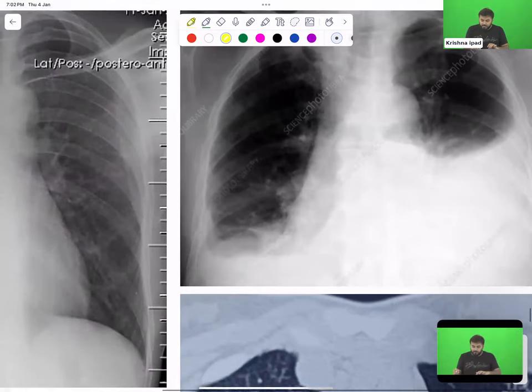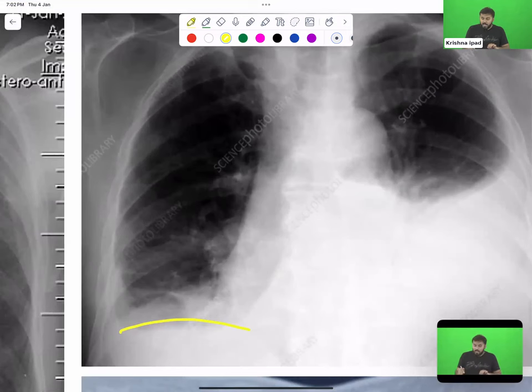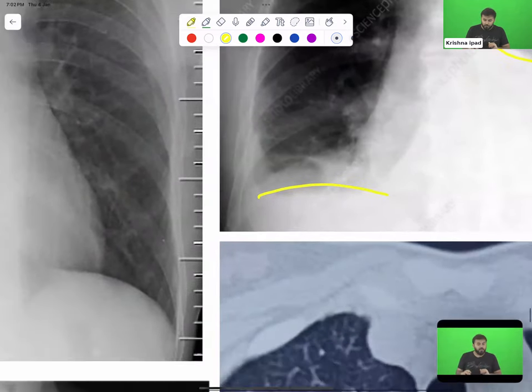You can see a hemidiaphragm here. But on the left side, can you see it? No. Again, what is this? Left-sided pleural effusion. Very good. Left-sided pleural effusion.